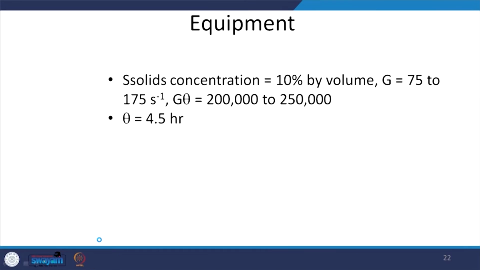Let us move forth. So, equipment, you have solids concentration to be 10%, different sources give different pieces of information, but this is an acceptable range, yes, and this is from Mackenzie Davis if I am not wrong. The mean velocity gradient gives you an idea about the level of mixing, and G theta, right, this is a relatively high value and this is for theta, let us say we are talking about, I guess, the sedimentation basins here.